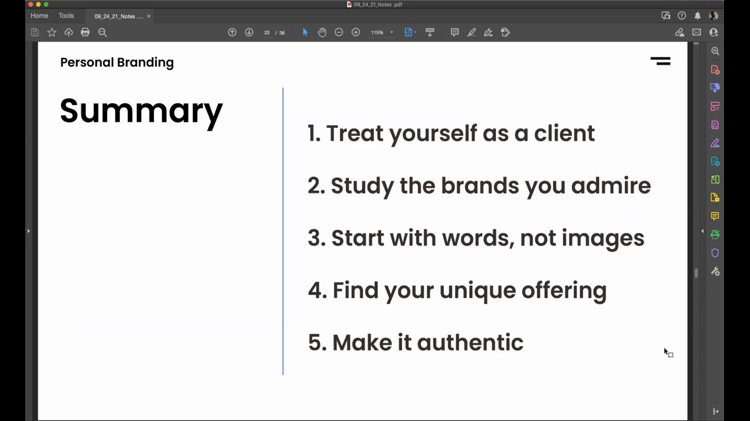So the summary here: treat yourself as the client. Same as you would build a brief for the client, build a brief for yourself. Study the brands that you admire and why. That's a great way to look at all these other designers out there that are doing it. Start with words, not images. The minute you just start trying to design a logo, it doesn't mean anything. You have to have the words first, okay? And then find that unique offering. What is it about you that makes you different, makes you exceptional, and makes you stand out in a crowd?